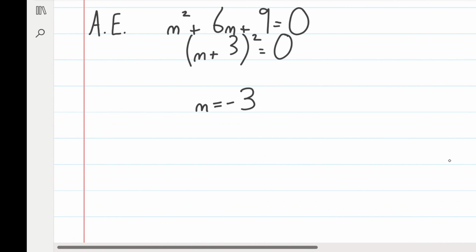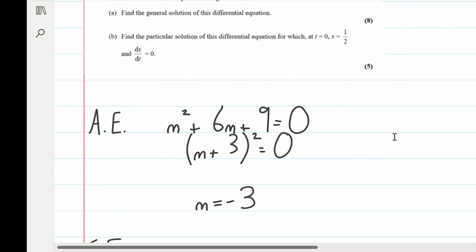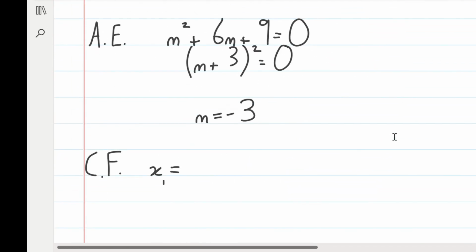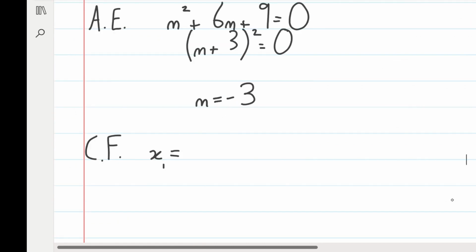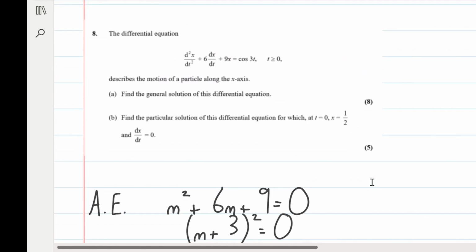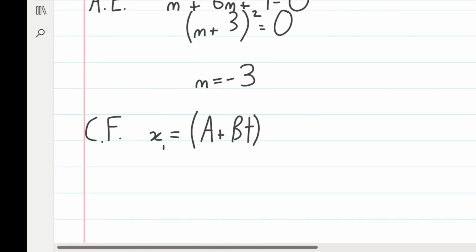So sort of mentioned this tip earlier, but just make sure to label everything really clearly. So I'm going to say this complementary function, I'm going to call it x1. Why am I calling it x1 instead of just x? Because our general solution will be x equals. So our complementary function is just the first part of that. So like we saw earlier, (A + Bt), because here it's with respect to t, e to the power of minus 3t.